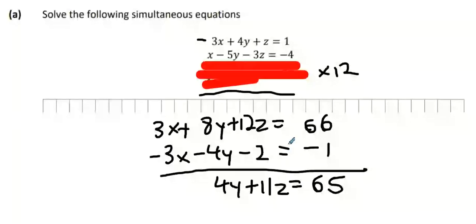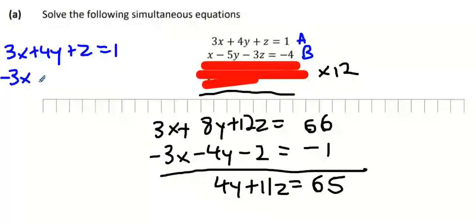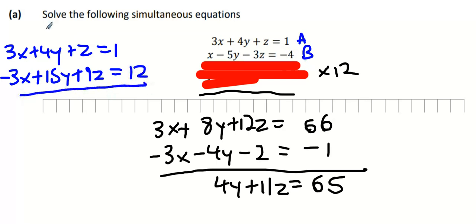Now, the next thing I'm going to do after that is use equations A and B. I'm going to multiply equation B by minus 3, and that should set up the next part of the question. So multiply this one by minus 3. I get minus 3x plus 15y plus 9z equals, what's it do? Minus 3, wasn't it? So plus 12. Add downwards. I get 19y plus 11z equals 13.